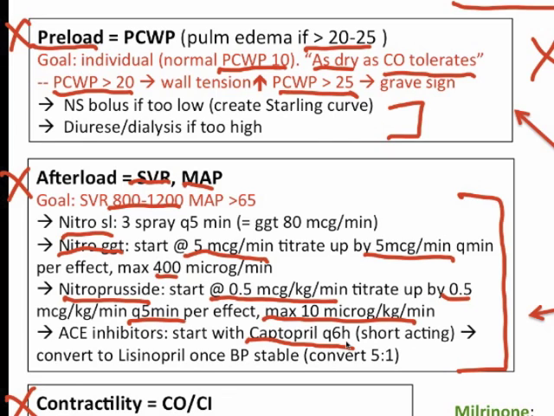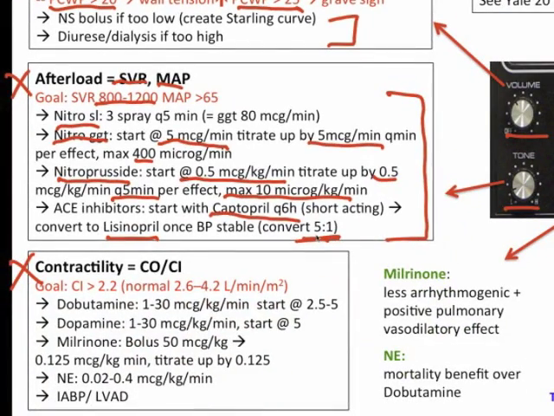And once you determine how much captopril is good for the patient, how much captopril improves the patient's cardiac output to a maximum, you're going to convert it to long-acting lisinopril in a 5-to-1 ratio the next day or the day after. Up to our next wheel, contractility, cardiac output or cardiac index. This is what you measure in the ICU. So your cardiac index is just your cardiac output based on the body surface of the patient. And a normal cardiac index is 2.6 to 4.2. The goal in the cardiac ICU is to get the patient above 2.2.